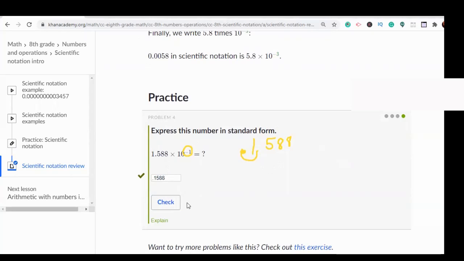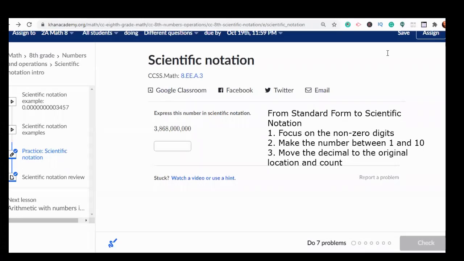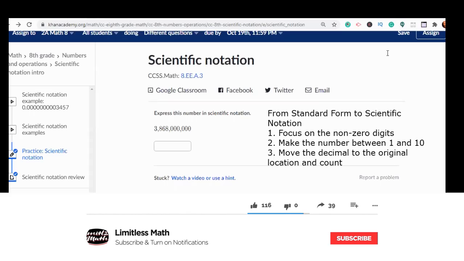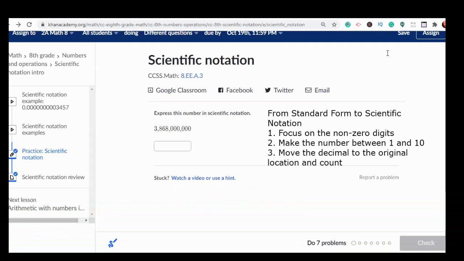And that is the introduction to scientific notation. So before we get into arithmetic with scientific notation, and when I say arithmetic, I mean adding, subtracting, multiplying, and dividing numbers that are in scientific notation format, we're actually going to do a few more examples just to make sure you really got it.